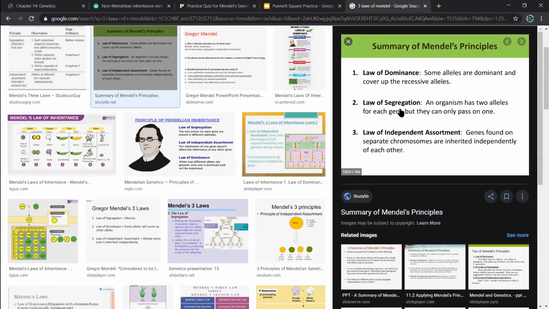Number one, the law of dominance means that some alleles are dominant and they cover up the recessive alleles. Law of segregation, think of it like the parents' alleles segregate, they split, and they're only going to pass on one. The law of independent assortment means that genes assort independently. Alleles assort independently, which means there's no connection between alleles and genes when they pass on.